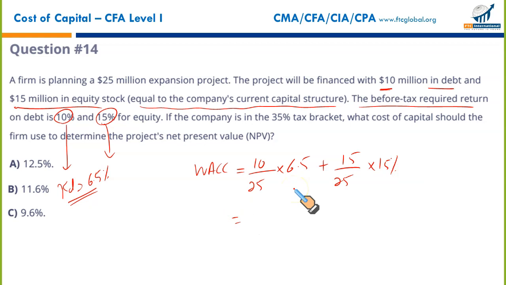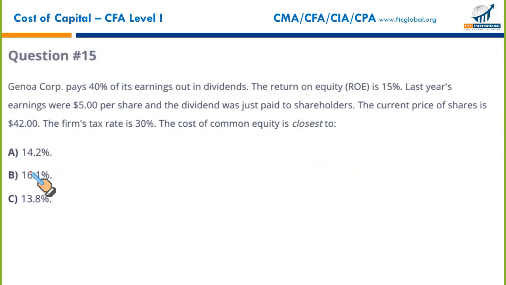Do your working and take as little time as possible. Plus 15 by 25 times 15 gives you a total of 11.6. There we go. And here B is the right answer. B it is. Next, Genoa Corporation pays 40% of its earnings out as dividend.